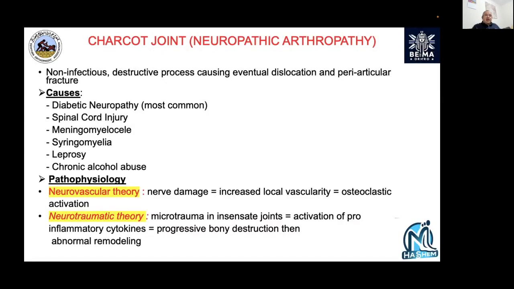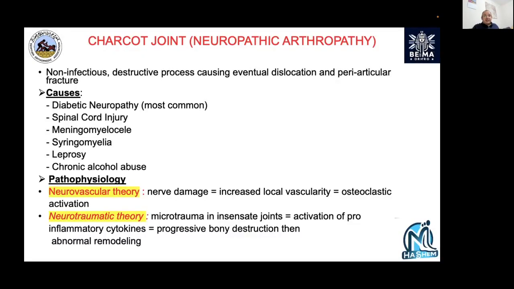The pathophysiology behind Charcot is two theories, the neurovascular theory and the neurotraumatic theory. In the neurovascular theory, because of the nerve damage, the patient has increased local vascularity. Increased local vascularity ends with hyperemia, bone hyperemia, and bone weakness, and this stimulates the osteoclast activity, and this makes the bone weaker, so easier to deform.